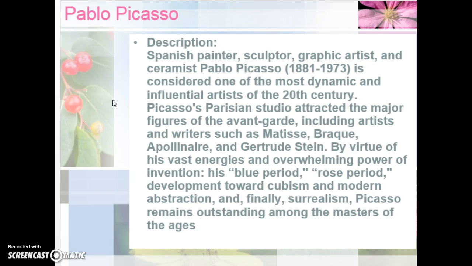So he had different periods of his work. They labeled one the Blue Period, and then one the Rose Period. And then he kind of moved into more of the abstraction.